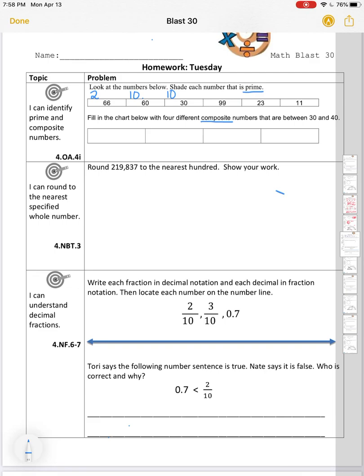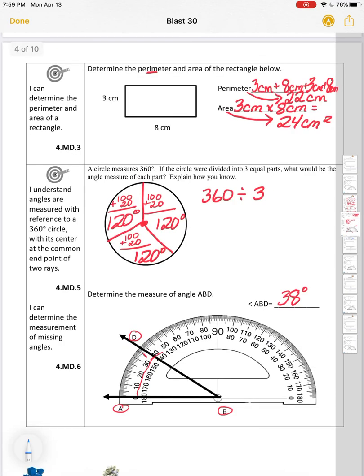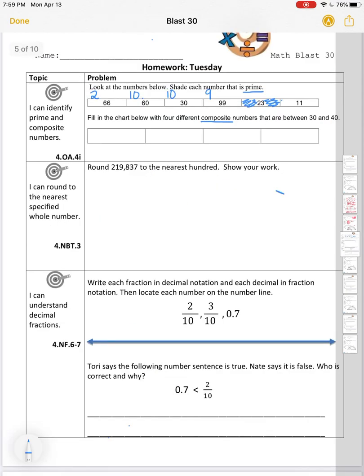99, 1 and 99 are factors, but I also know that 9 is a factor. 9 times 11 gives me 99. 23, 1 and 23 are factors. Those are the only two factors for that number, so 23 is a prime number, and I will shade that one in. 11, 1 and 11 are factors. Again, those are the only two numbers that are factors of 11, so I'm going to shade that one in, for it is prime as well.